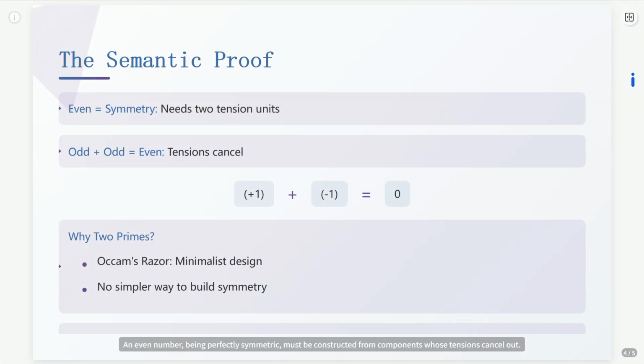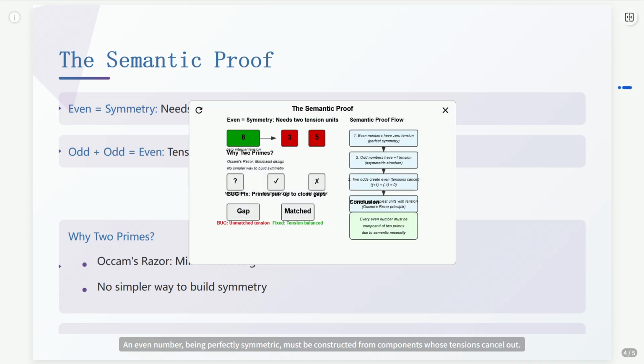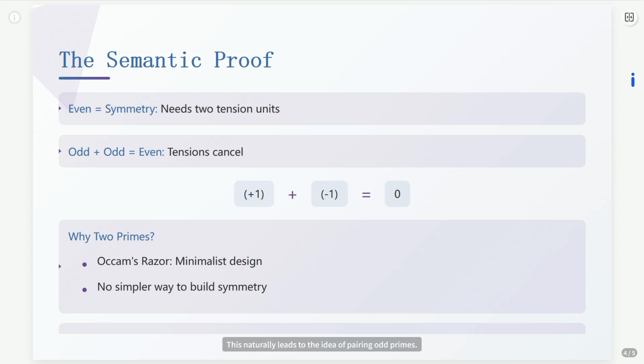An even number, being perfectly symmetric, must be constructed from components whose tensions cancel out. What cancels out the plus 1 tension of an odd number? Another plus 1 tension. So, odd plus odd equals even. This naturally leads to the idea of pairing odd primes. But why exactly 2 primes? That's where Occam's razor shines.